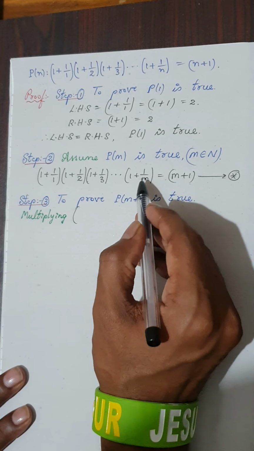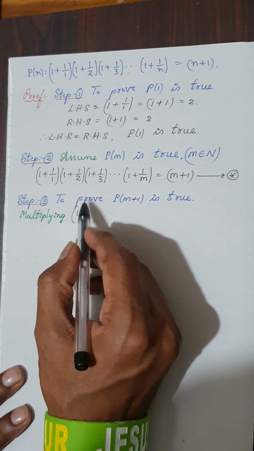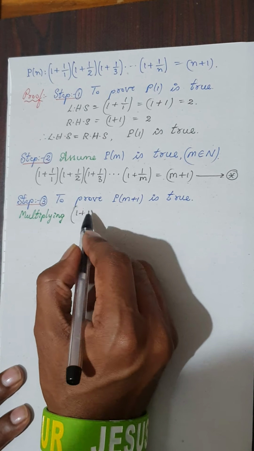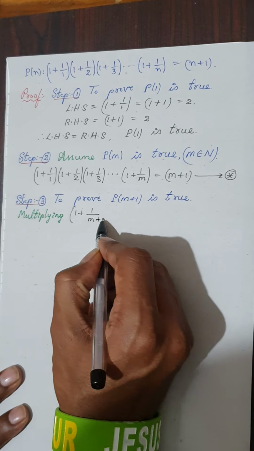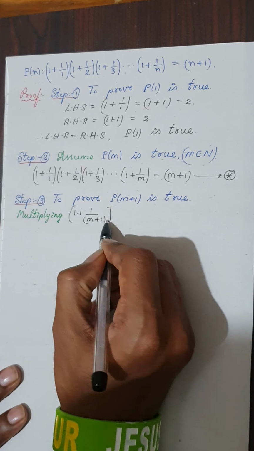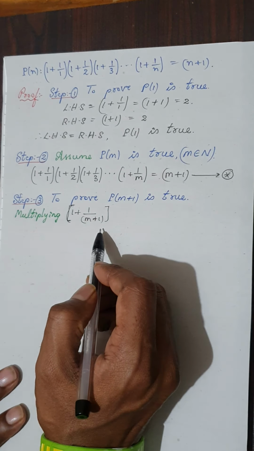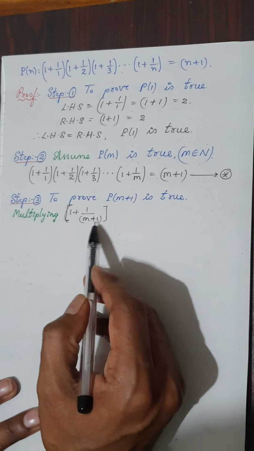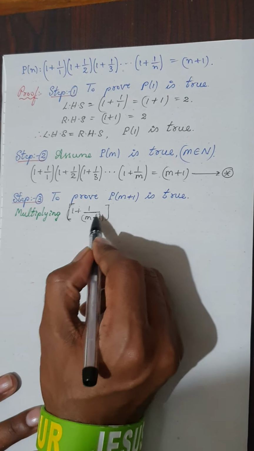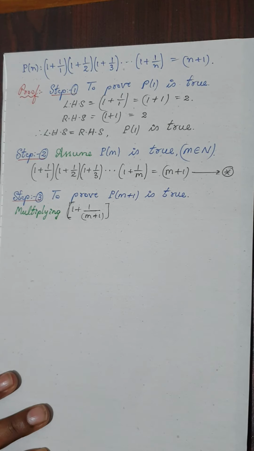The term you're going to multiply is similar to the previous steps. The next term is nothing but 1 plus 1 divided by m. Just replace m by m plus 1 and you are going to get this. So this is the term you're going to multiply, which is 1 plus 1 divided by m plus 1. Is it clear? Just put m equal to m plus 1. Whatever term you get, we're going to multiply that term on both sides of equation star.